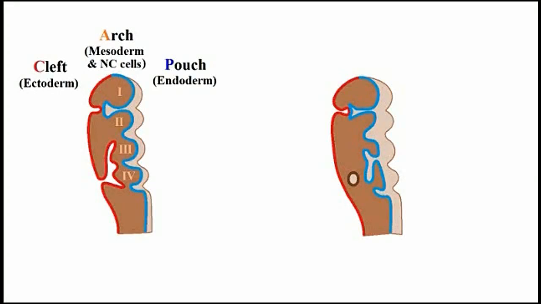In this video, I'm going to talk about the adult derivatives of branchial cleft, branchial arch, and branchial pouch. And the mnemonic that you can use to remember the order of these structures is CAP. So C-A-P.